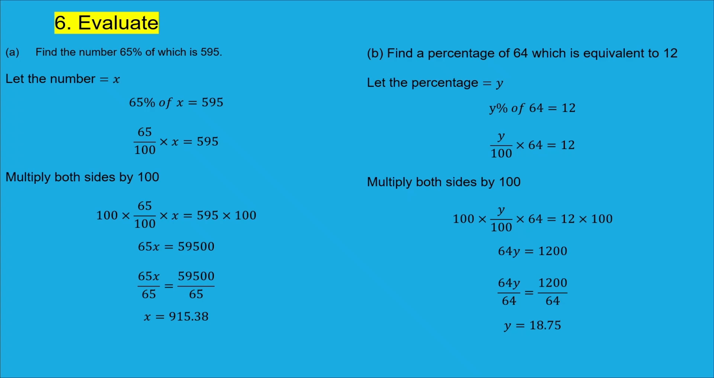Then part B, the percentage of 64 which is equivalent to 12. Introduce an unknown y, then y percent of 64 equal to 12, then divide by 100 because it's a percent, then multiply both sides by the denominator to remove it, then you have 64y equal to 1200 and you divide both sides by 64, then you have y as 18.75.